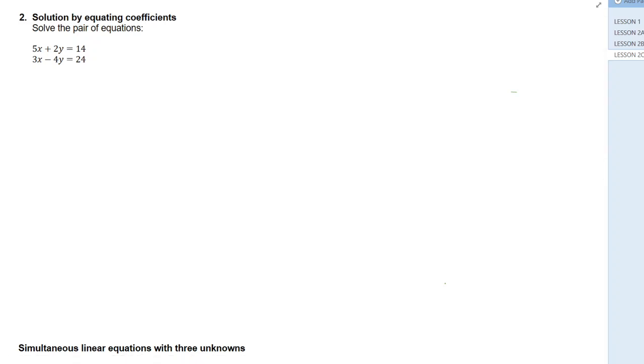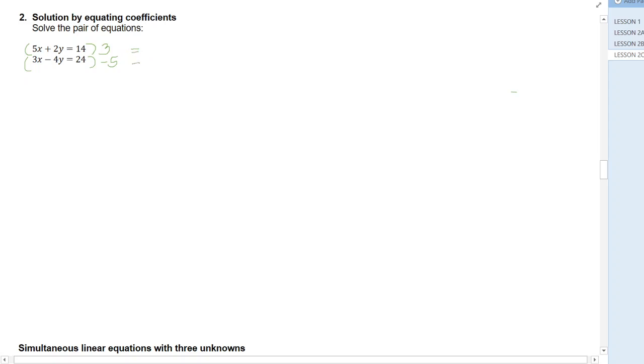Now we are going to equate your coefficients. So to be able to do that, let us eliminate the first term or your second term in terms of x and your y. So for this one, let us just multiply this one by 3. And for this one, let us multiply it by negative 5. So that if we are going to multiply 3 to 5x, it will become 15x, and this one negative 5 times 3x, that is negative 15. So your x will be cancelled already.